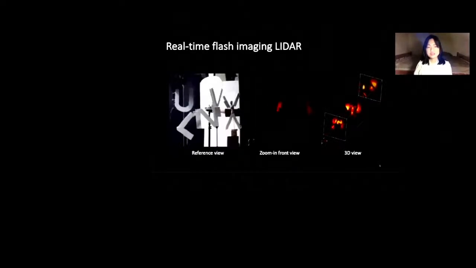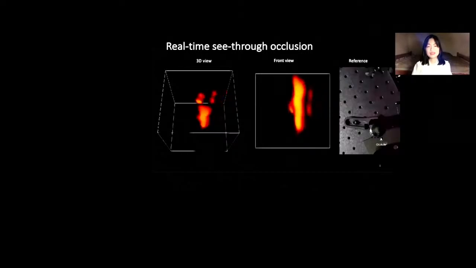First, in this movie, our camera is doing LiDAR imaging. It's a complex scene where the letter V is rotating. Then, our camera can track through occlusion. We're moving the grid occluded by a stripe. Despite the occlusion, our camera can still see the grid pattern.